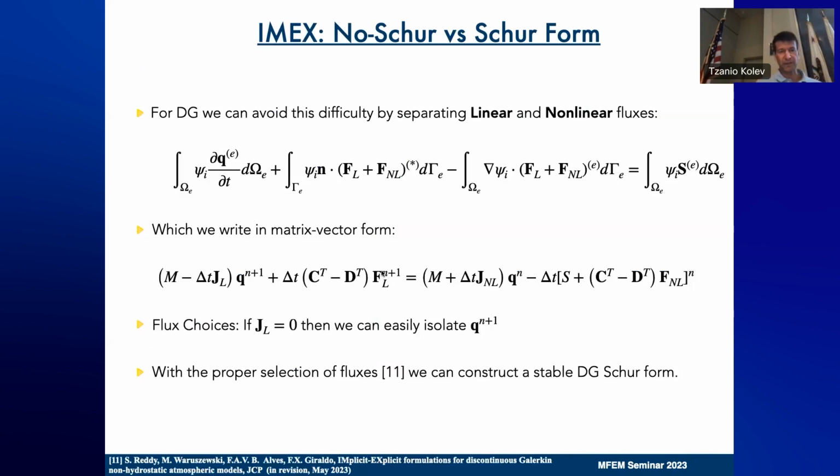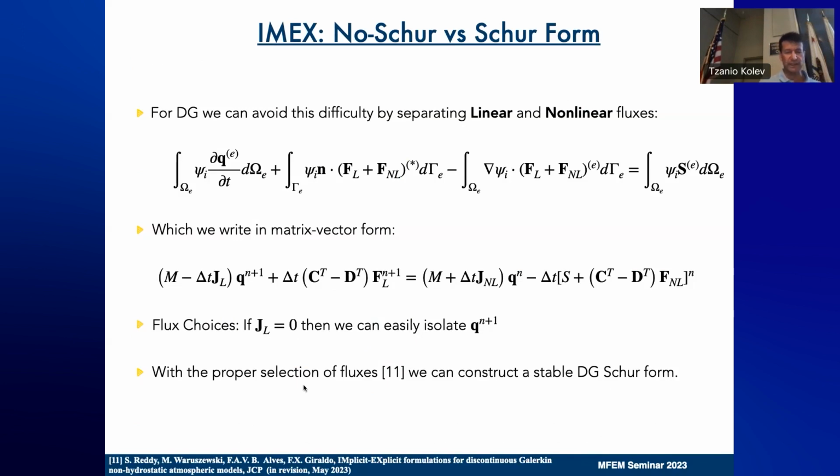One way of getting around this is by separating the linear and nonlinear fluxes in the following way. You can write the total flux as the linear and nonlinear functions. And then if we collect this in matrix vector form, we get a form that looks like this here. Now, as I said, if the jump for the linear term is 0, then we can easily isolate Q of n plus 1, because this guy goes away here.